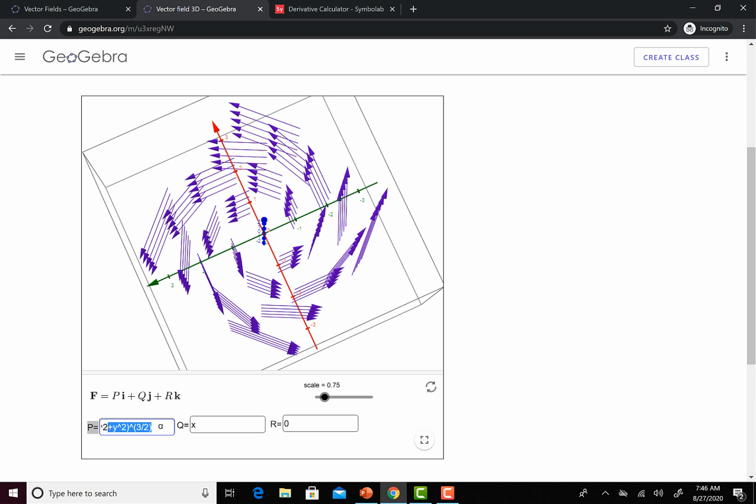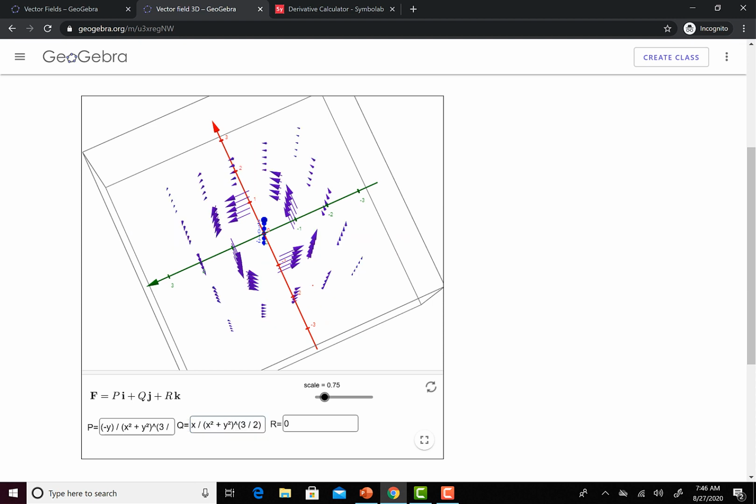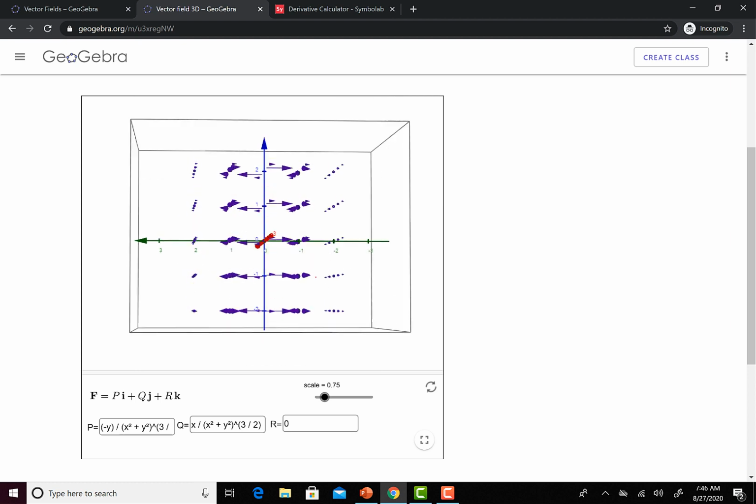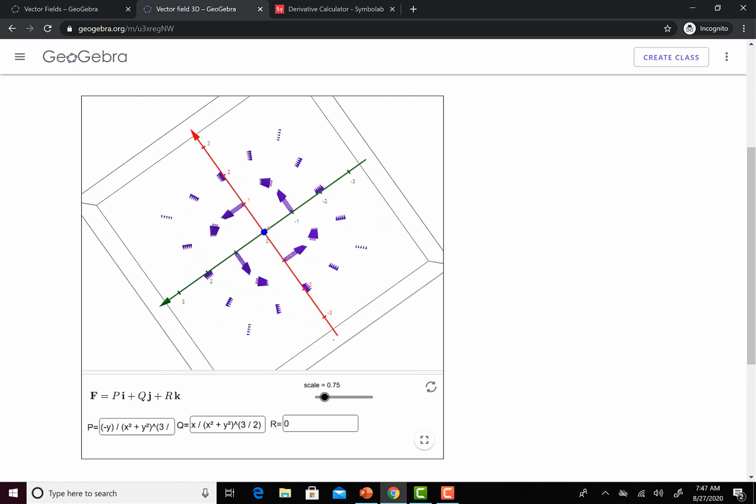Just going to copy this and paste it here, right? So then, you can see that it still looks like it has a curl, but notice that unlike the previous example, the length of the arrows is changing, right? So it may look like there is a curl here.